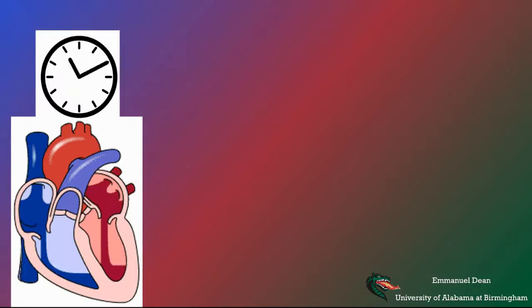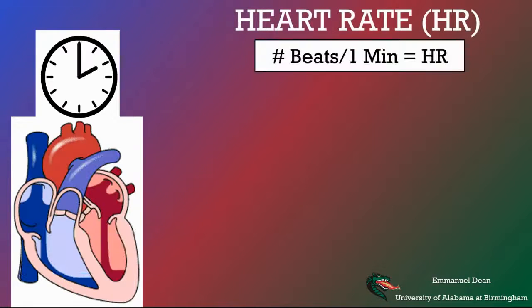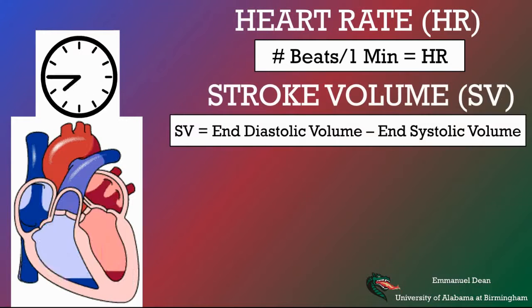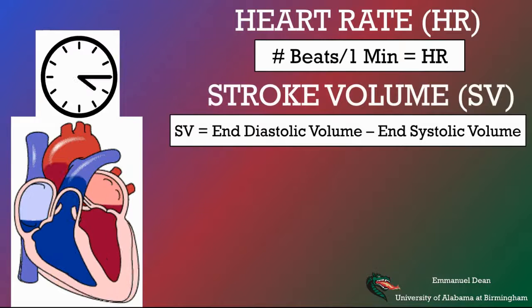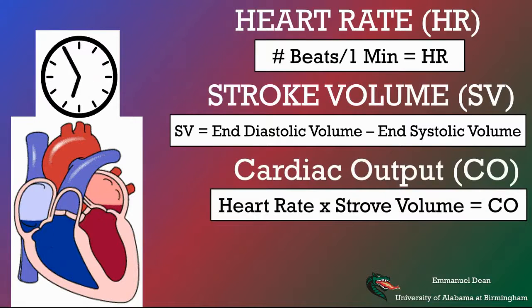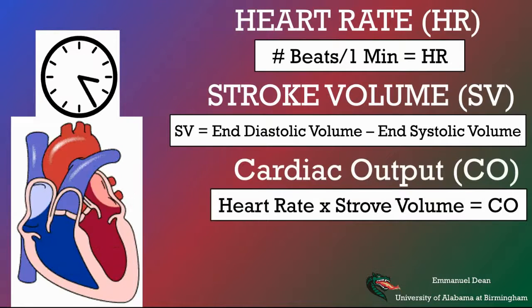First, the number of beats of the heart per minute gives us the heart rate. Next, the stroke volume, which is the amount of blood pumped by the ventricles in each heartbeat, can be calculated by subtracting the end systolic volume from the end diastolic volume. And lastly, the cardiac output is the amount of blood pumped by the heart throughout the circulatory system per minute, which is equal to the heart rate times the stroke volume.